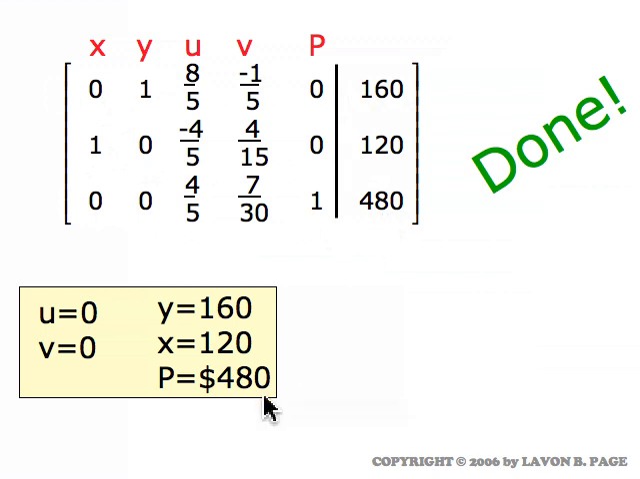So that's our optimal solution. The maximum value for p attainable is 480. And you get that value when x is 120 and y is 160, and each of the slack variables is equal to 0.